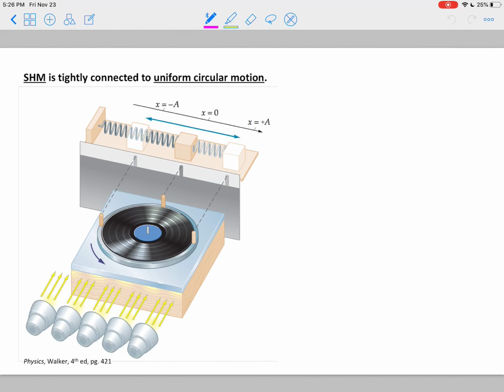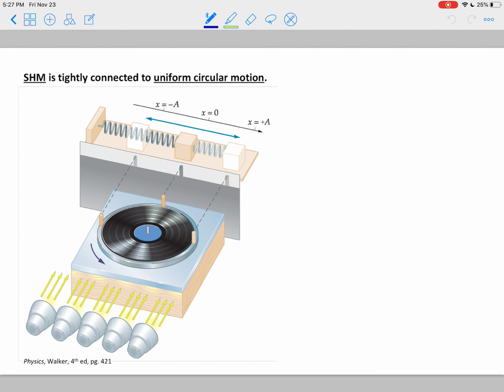Now, something I referred to earlier: simple harmonic motion, it turns out, is connected very tightly to what we learned about uniform circular motion. And we can look at this example. We're not going to derive these equations. I want to give you some stuff, but just kind of physically show you how these things are connected. And then we'll be basically done with this first part of the lecture.